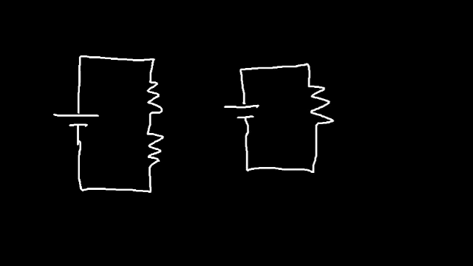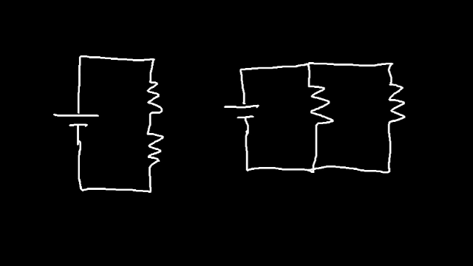In this video, we're going to go over series and parallel circuits. So consider the following two circuits. Here we have a battery and a few resistors. Which one of these circuits represents a series circuit and which one is parallel? By the way, you can view the resistors as light bulbs. A light bulb acts as a resistor.